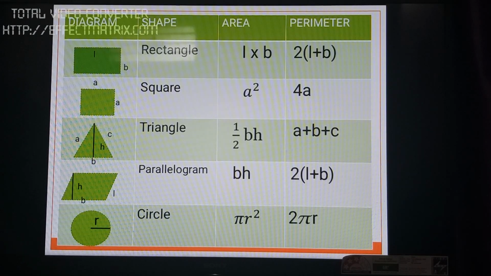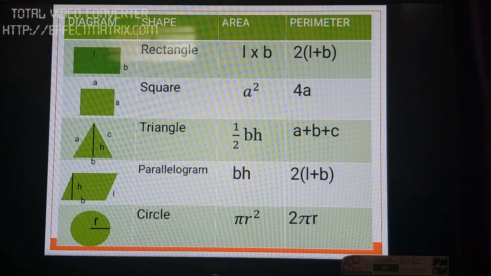For example, a rectangle has an area of length and breadth. That is, it is the product of its length and breadth, and its perimeter is nothing but the sum of all of its sides. In short, we can write it as twice the sum of length plus breadth. A square is a quadrilateral whose sides are all equal and perpendicular to each other, and its area is side squared, and its perimeter is again the sum of all its sides, that is 4a. A triangle is a polygon of 3 sides, and its area is half into base into height, and its perimeter is the sum of all its sides.